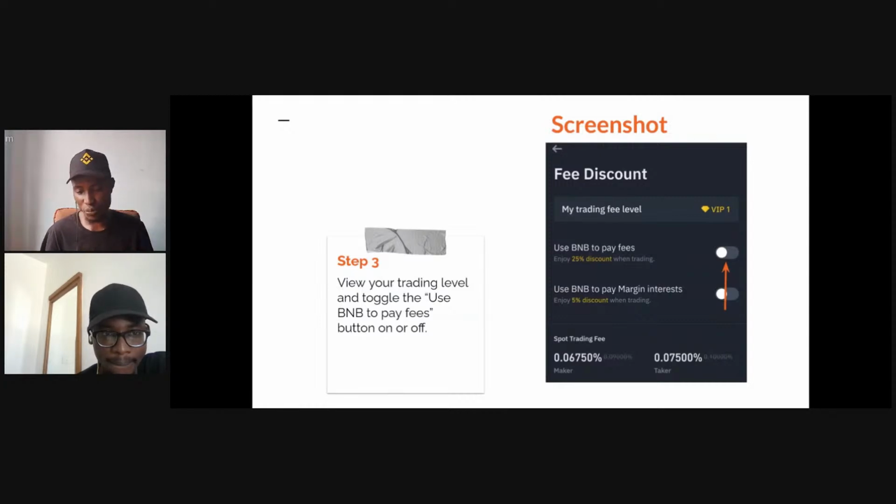If you feel you don't want to use BNB to pay your fees again the next day, you can come back there and disable it. So you pay your fees with the crypto that you're actually trading with. Just tap on it to enable it, and that is one of the greatest benefits of using BNB on the Binance.com ecosystem. And that takes me to my conclusion on the introduction to BNB Chain and how you can use your BNB.